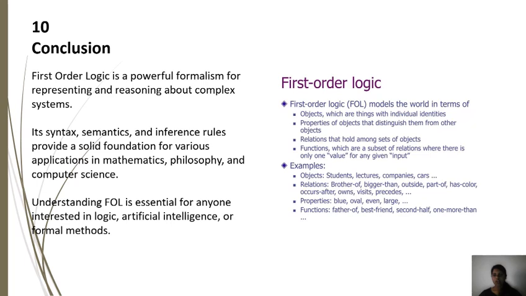Examples: objects, such as people, students, lectures, companies, cars, etc. Relations: brother of, bigger than, outside, part of, has color, occurs after, owns, visits, precedes. Properties: blue, oval, even, large. Functions: father of, best friend, second of, one more than.